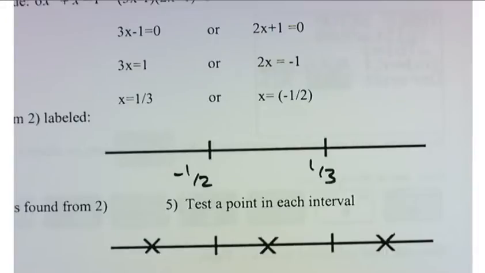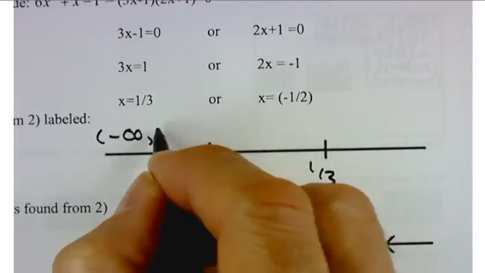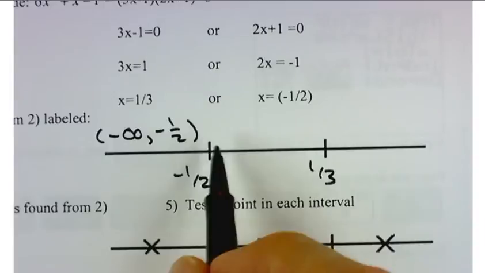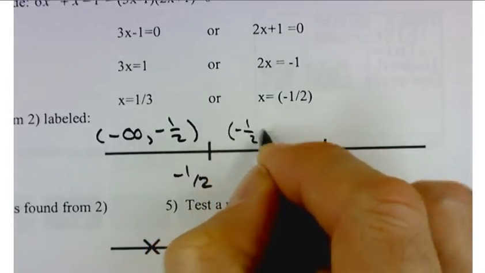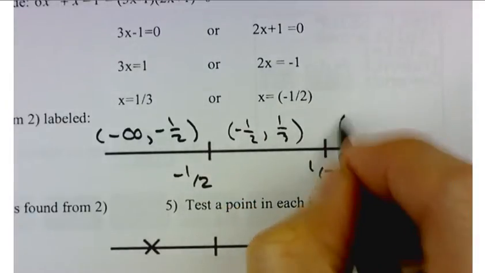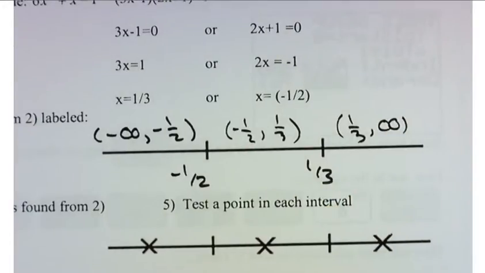So let's think about the intervals that this gets chopped up into. There's an interval from negative infinity to negative 1/2. And how about the middle interval? What's in the middle? Good, negative 1/2 to 1/3. And finally 1/3 to infinity. Now the important thing to understand about these problems is that your answer will be one or two of these intervals. You're not just going to get a couple numbers like 1/3 and negative 1/2. There's going to be more to your answer.